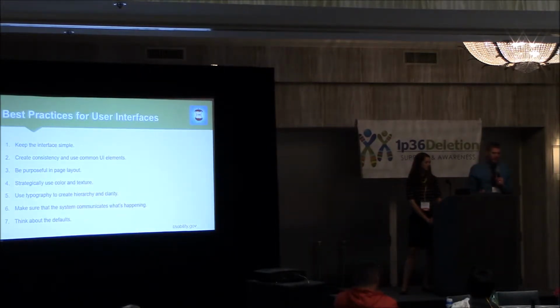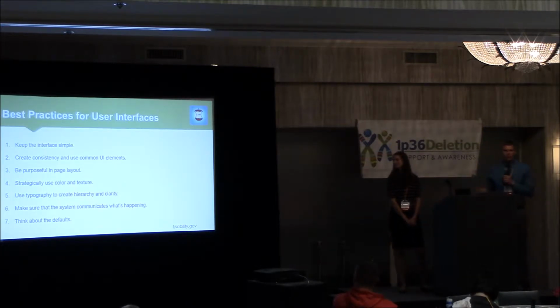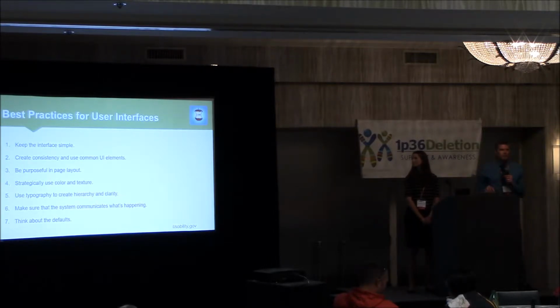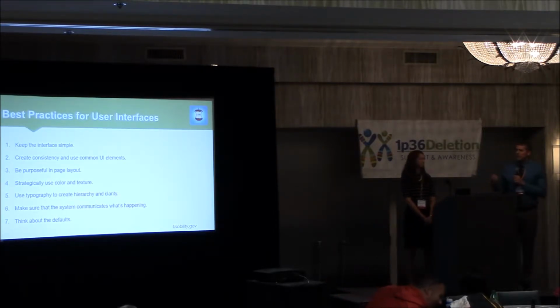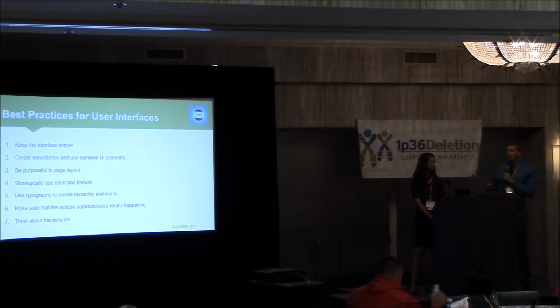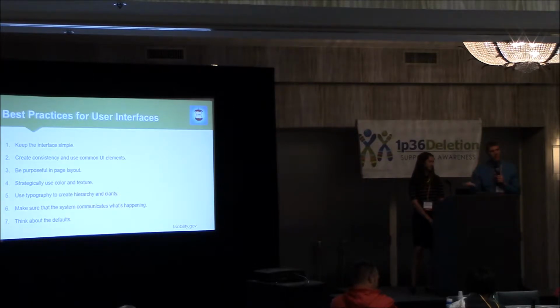But I touched on Usability.gov standards. These are standards that Google, Apple, Amazon, everybody follows when it comes to technology. Unfortunately, there's a lot of apps that I've noticed in the marketplace that aren't necessarily following these standards. So we apply it to CoreVOICE. So we keep the interface simple. We create consistent and common UI elements. We're purposeful in our page layout. We strategically use color and texture. We create hierarchy and clarity in how you navigate through the app. And you make sure that the system communicates what's happening and then think about the defaults.